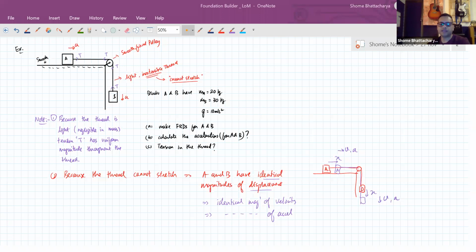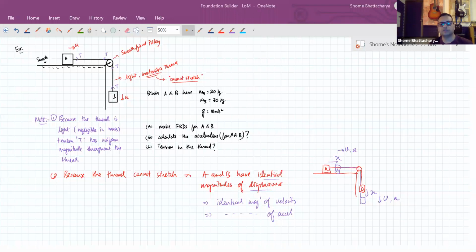So then same for acceleration. Okay. So because they have same displacement, so they have same rate of change of displacement. That means they have same velocity. If they have same velocity, then rate of change of velocity will also be same. So acceleration will also be same. Yes, Kunj, that is correct. Very good. Your value of acceleration is correct.